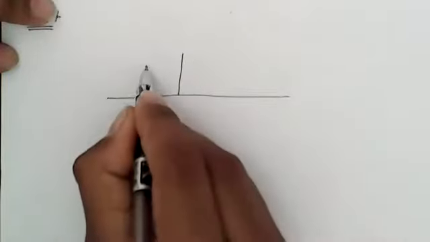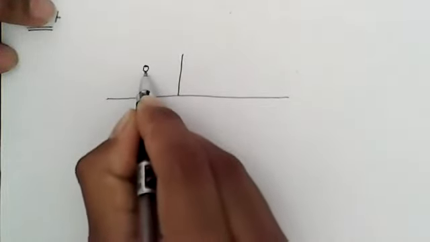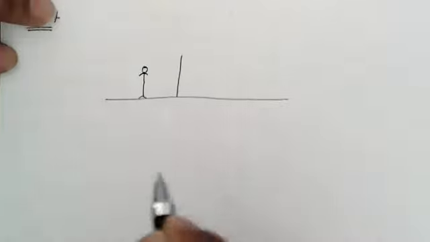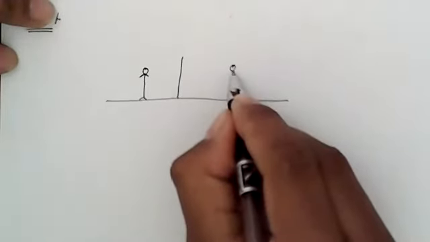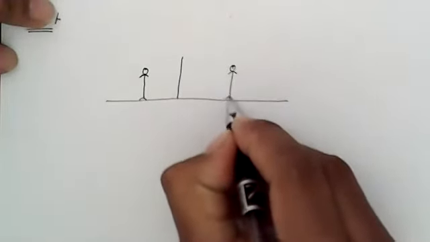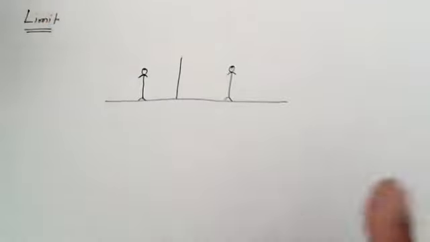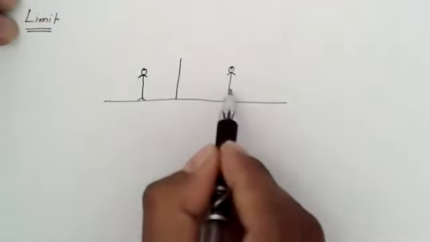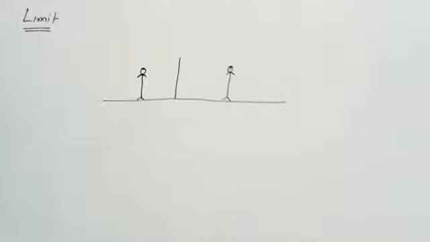Now I have two students. One student is on this side of this wall, and the other one is on this side of this wall. I have two students behind the wall. So one is this side and the other one is this side. Then I give a command to both of them.